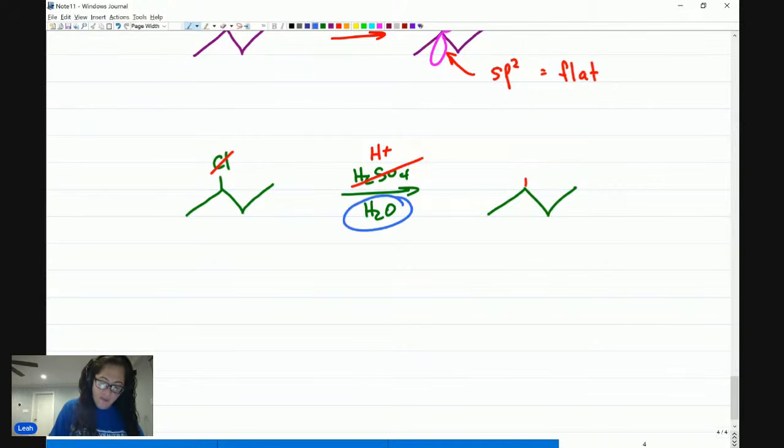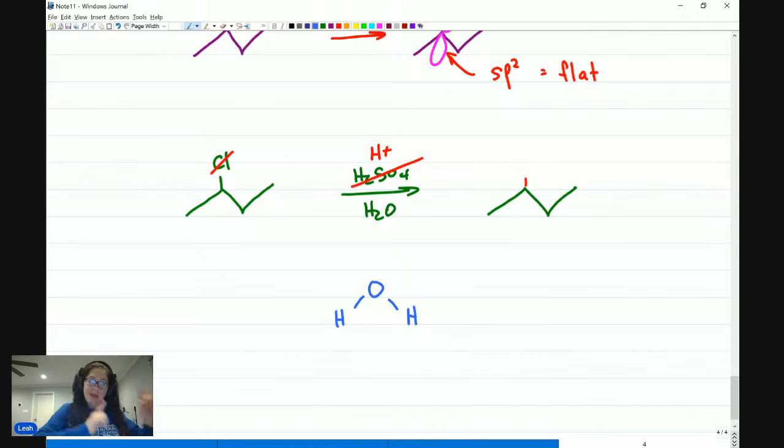If I have my water, water is H2O. Think about the mechanism that happened. This molecule used a lone pair of electrons to do the attack. Then one of these got deprotonated. And so the atom that did the attack, that is the nucleophilic atom. That is all we care about. Attach your nucleophilic atom right there. Then one of the hydrogens had to get deprotonated.